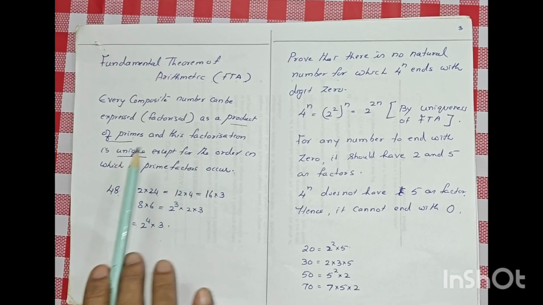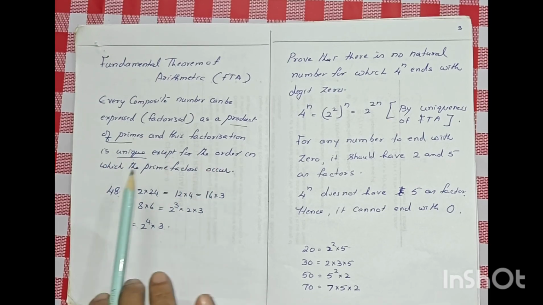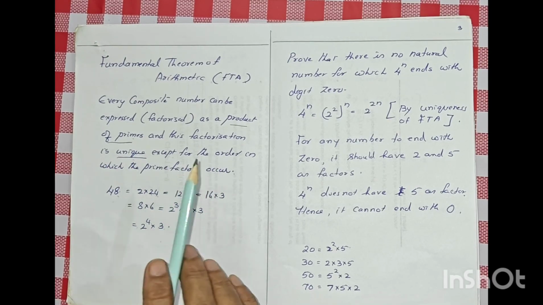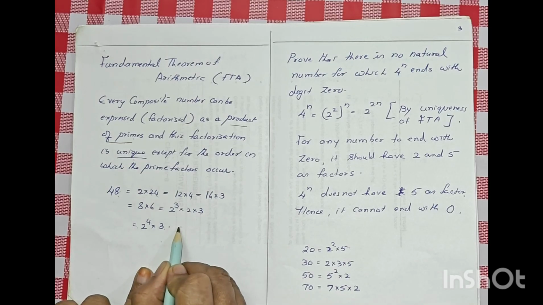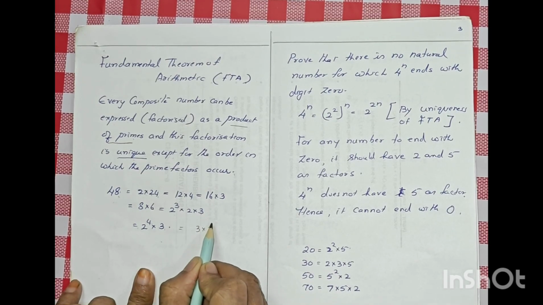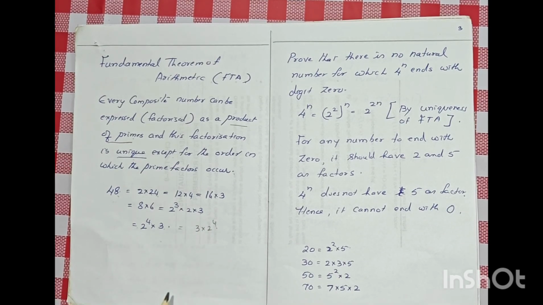That's what it means. It is unique except for the order in which the prime factors occur. Instead of this, you can even write it as 3 into 2 to the power of 4. Only the order changes. A into B, or 3 into 4 or 4 into 3, the answer is the same.